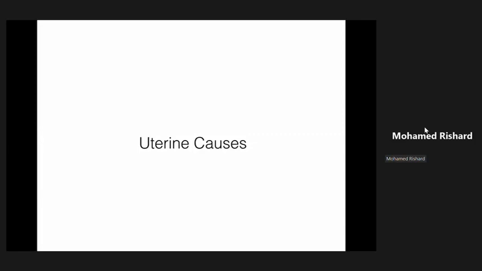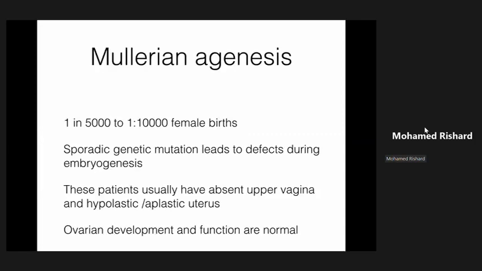Can uterine causes lead to primary amenorrhea? Yes. If there is something called Mullerian agenesis, very rare, you have to go back to your embryology. The uterus won't develop, or it is hypoplastic or sometimes absent, with only a small piece of vagina, or a blind-ended vagina. So this is due to a genetic mutation, not a chromosomal disease.